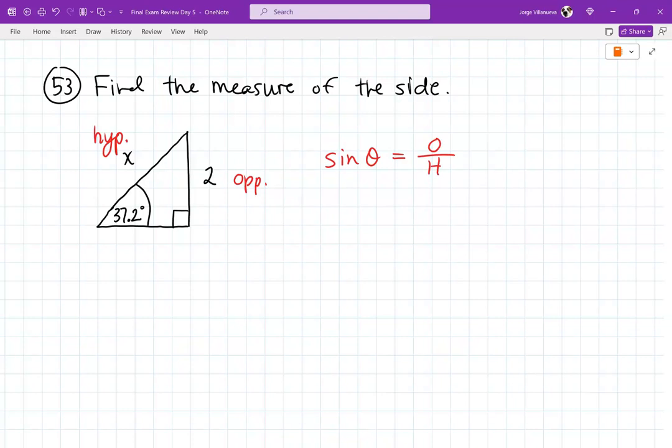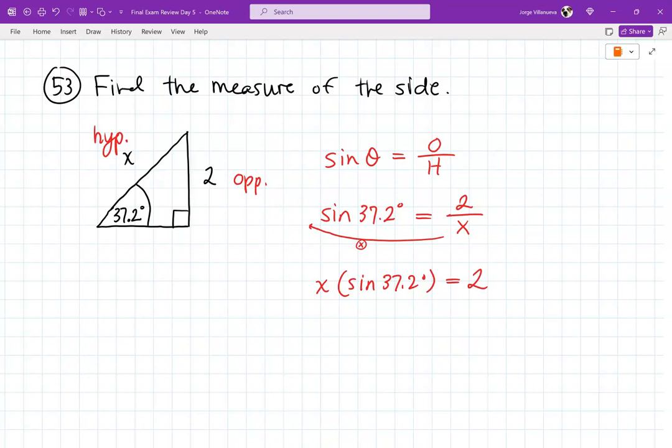I do have my angle of 37.2, so sine of 37.2 degrees is equal to opposite, so that's 2 over x. Now this one, people consider the hard ones because the variable is on the bottom, so I need to get the variable by itself, but on top. So what I'm going to do is move the variable over here by multiplying it. So that's going to be x times sine of 37.2 degrees is equal to 2.